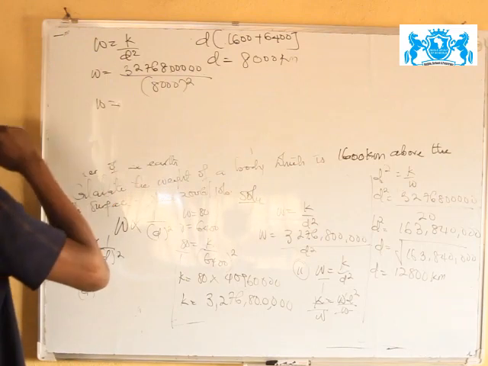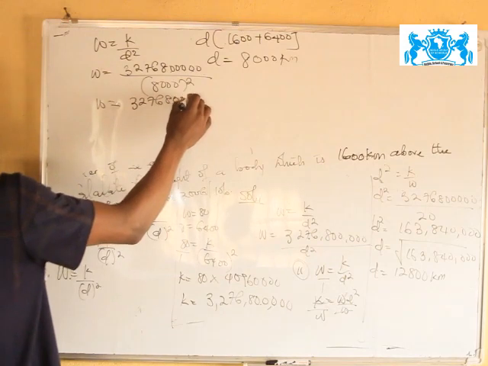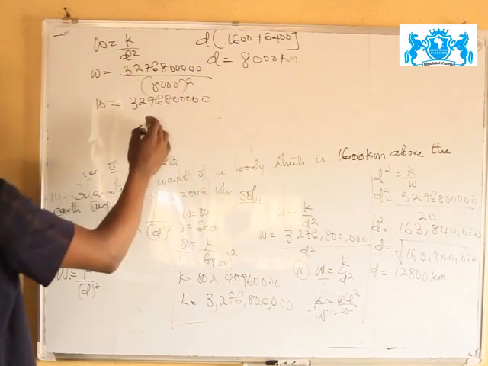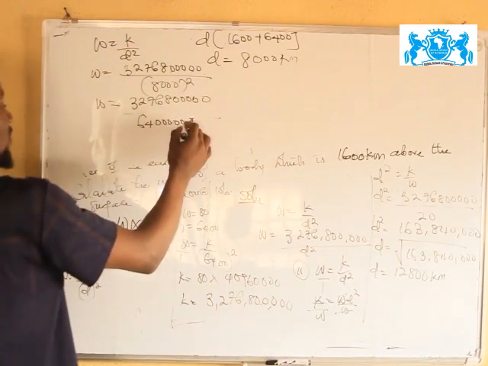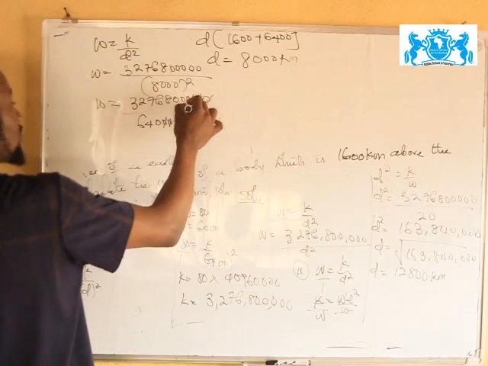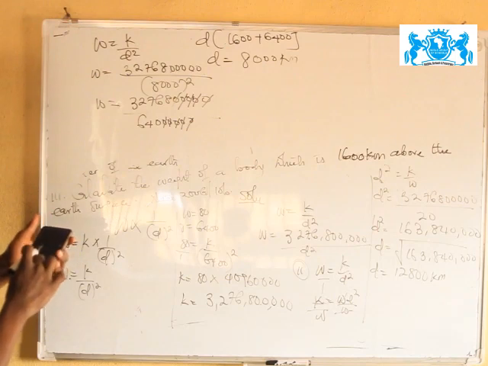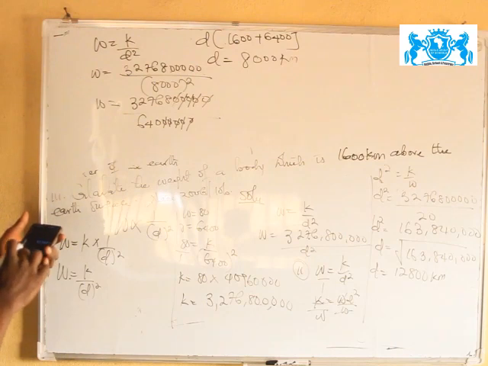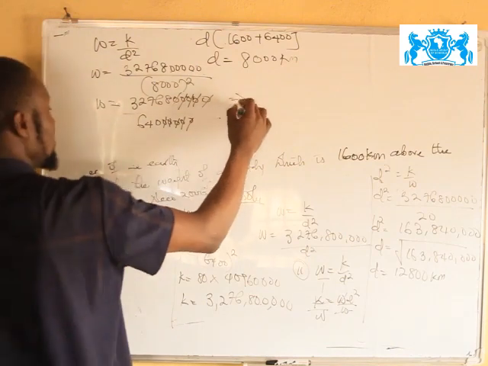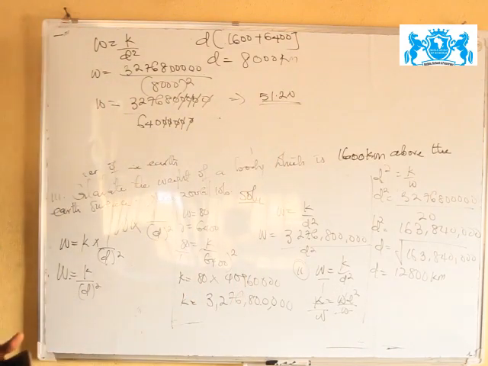So W is now equal to 3,276,800,000 all over this raised to power 2, which will give you 64,000,000. So when you start dividing, you are left with 32768 divided by 640, and we're having that your weight is 51.2 Newton. Your weight is 51.2 Newton, and that is the answer for this question.